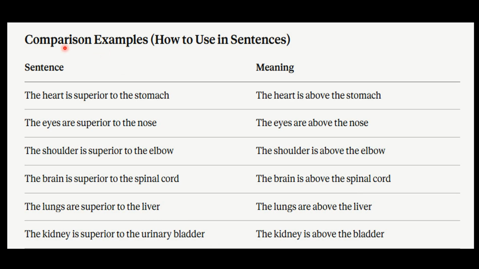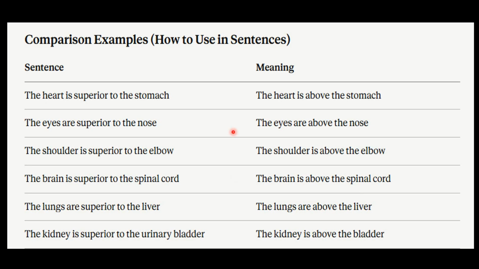Now here you can see we have noted down some simple examples that will help you understand how it is used and what meaning it denotes. The heart is superior to the stomach. Yes, this is true because the heart is above the stomach. The eyes are superior to the nose. The shoulder is superior to the elbow. The brain is superior to the spinal cord. The lungs are superior to the liver, and the kidney is superior to the urinary bladder.